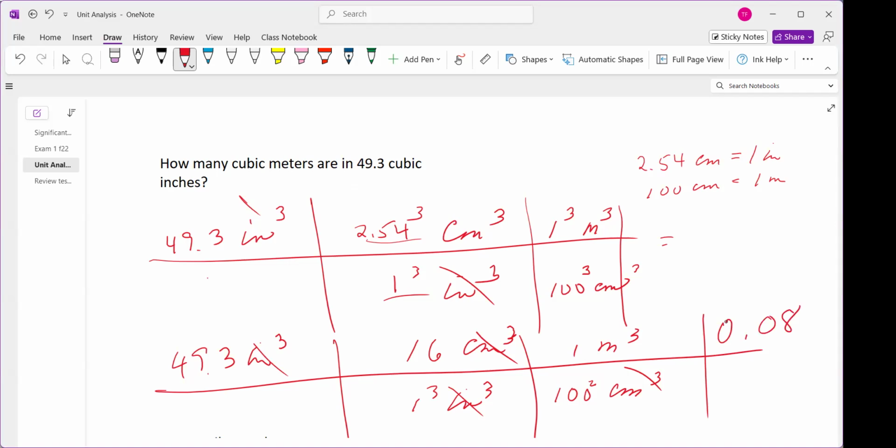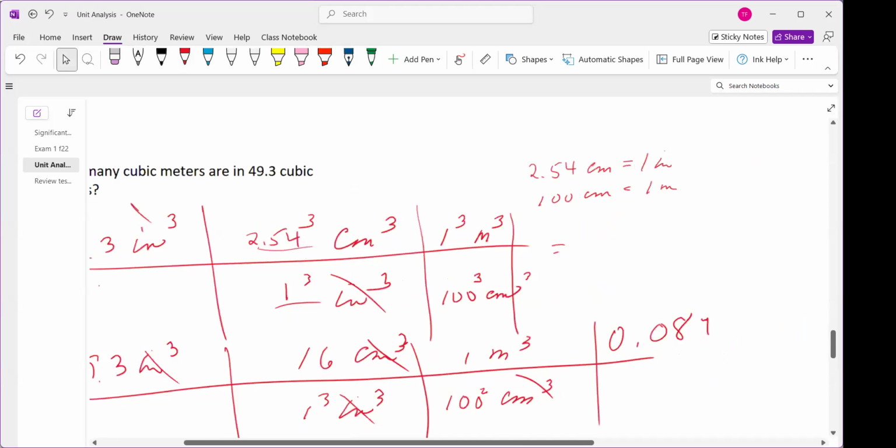Okay, three sig figs, infinite, infinite. So we're looking at three sig figs for the answer. So it's going to be 0.081. Okay, so is that a reasonable answer?